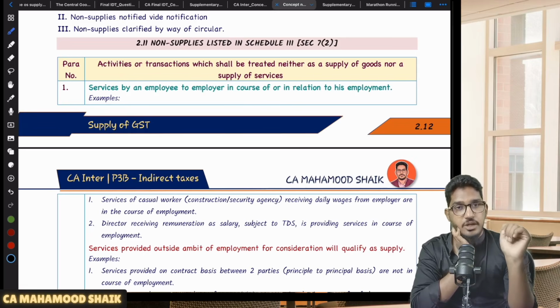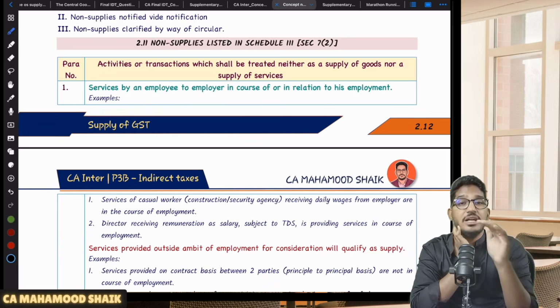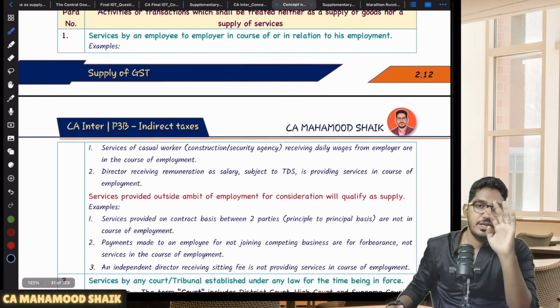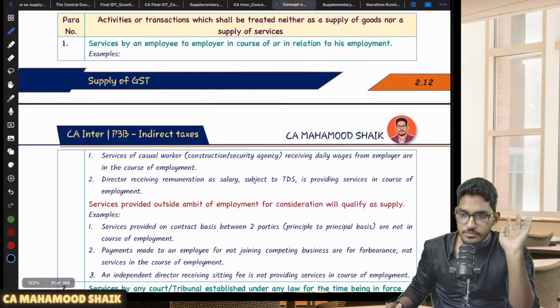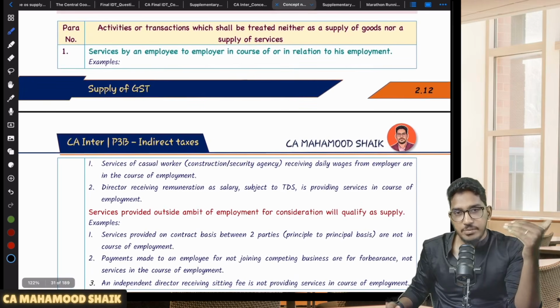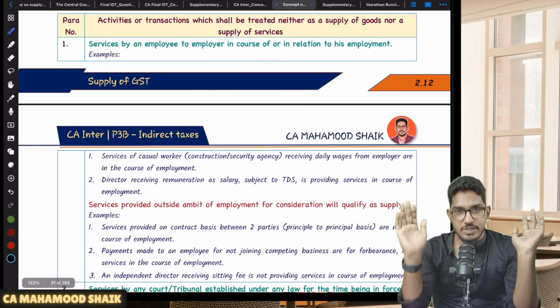No. Why, sir? Why? Because that supply of services by an employee to the employer is neither considered supply of goods, not even considered supply of services. They are outside of the GST purview. The government doesn't want tax on it. So that's why they have told services provided by an employee to the employer is neither a supply of goods, not even supply of services.